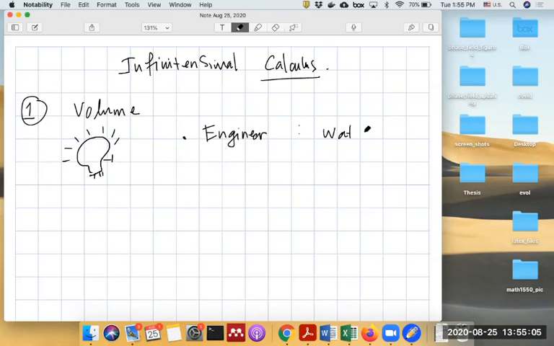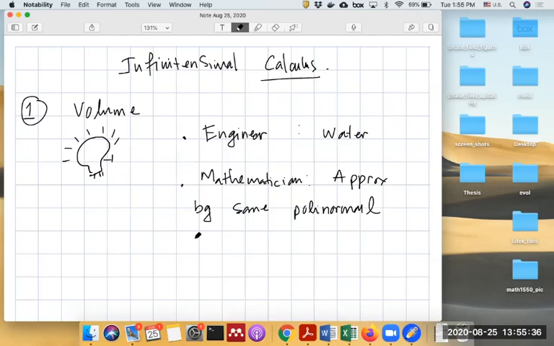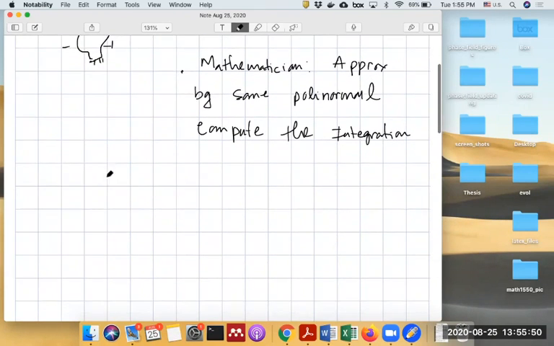So we will use water to measure it, right? But as a mathematician, we can use calculus to compute it, by approximating it by some polynomial and computing the integration of that, which is more complicated, right? And which is a branch of calculus.